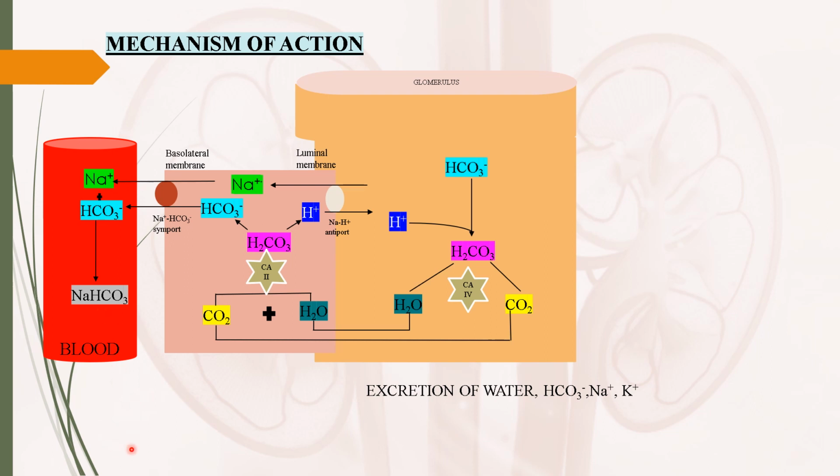When drugs like carbonic anhydrase inhibitors are administered, they block the enzymes carbonic anhydrase type 4 and type 2, resulting in blockage of this whole mechanism. As a result of this blockage, there is secretion of sodium and bicarbonate ions into PCT and potassium ions in the collecting duct. Finally, carbonic anhydrase inhibitors result in excretion of water, bicarbonate, sodium, and potassium ions.